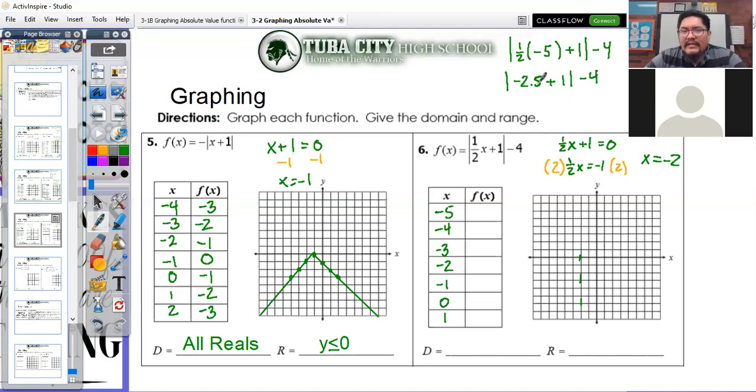All right, so let's see what we got here. So -2.5 plus 1 would be -1.5, and the absolute value would be 1.5. So this is 1.5 minus 4. You can use a calculator if you want to on this one. 1.5 minus 4, and we would get -2.5.